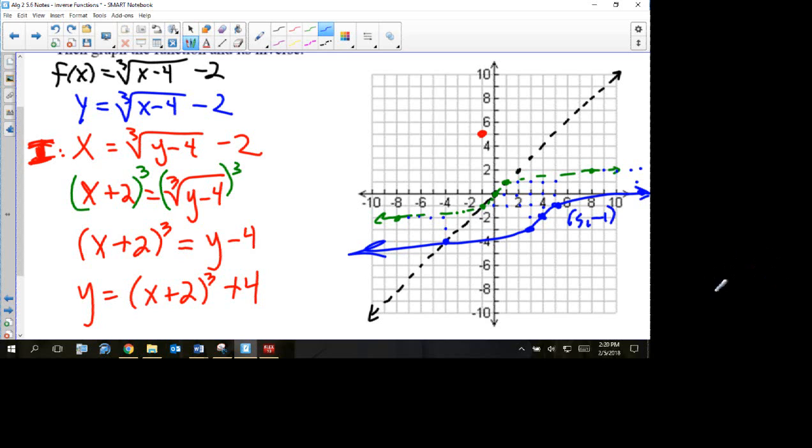If I have 4, negative 2, I'm going to graph negative 2, 4. If I have 3, negative 3, I'm going to graph negative 3, 3. Here I have negative 4, negative 4. I will graph negative 4, negative 4 still.